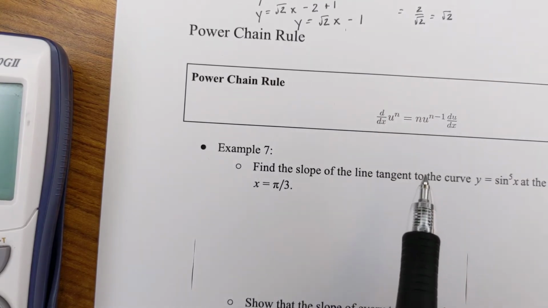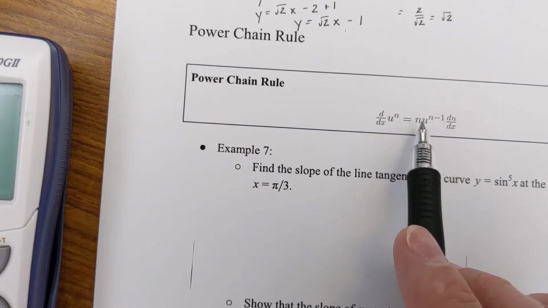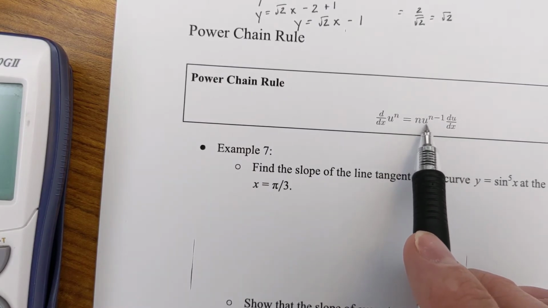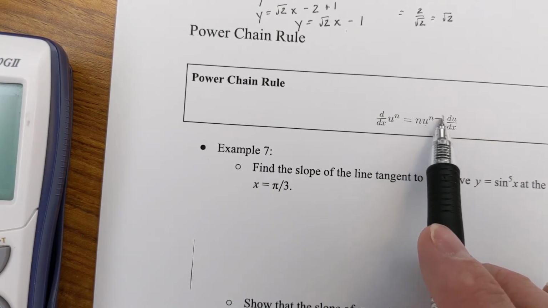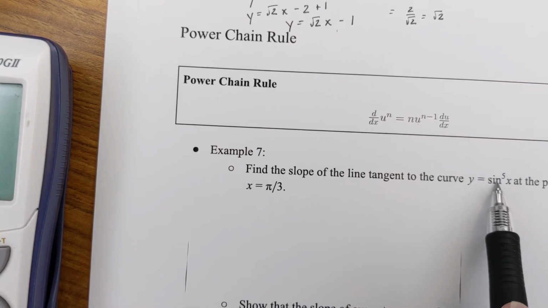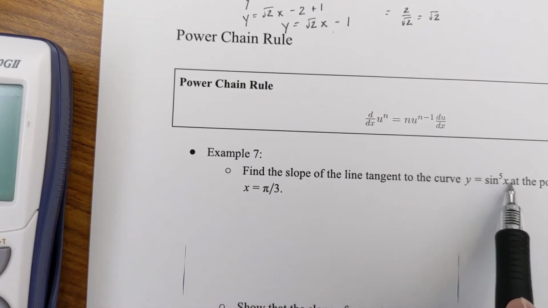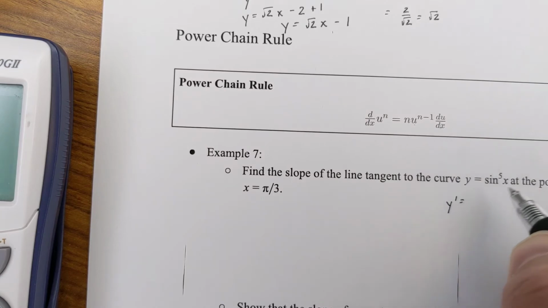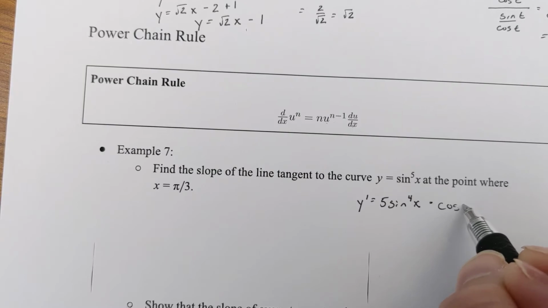So you've got the power chain rule. Eventually this is what we've been doing before, it's the power rule. But u is not just x anymore. So if you have an exponent, the exponent comes out front, you count down by 1, and then you multiply by the derivative of whatever had the exponent on it. So here in this case, that's what it's going to work. It says find the slope of the tangent line to the curve. So to get y prime, the exponent comes out front, count down by 1, and then you multiply by the derivative of what had the exponent on it, so cosine x.